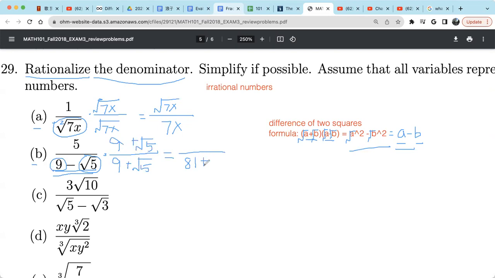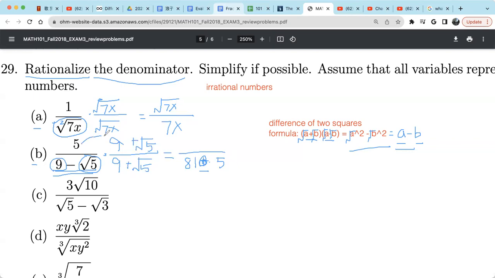minus square root of 5 squared, which is just, minus, not plus, minus. Later on, when we talk about difference of two squares with complex numbers, it becomes the sum of two squares because of the imaginary part. So 81 minus 5 in the denominator.